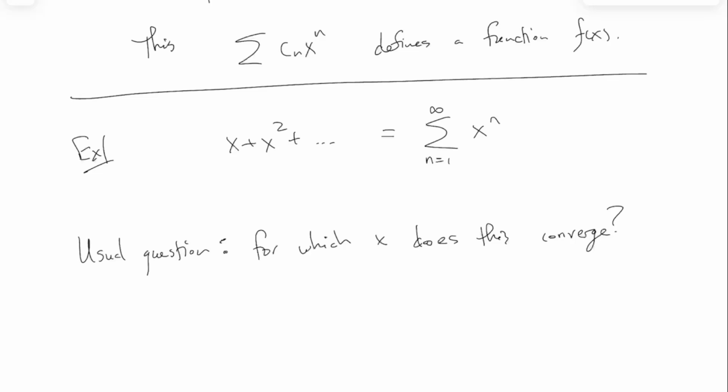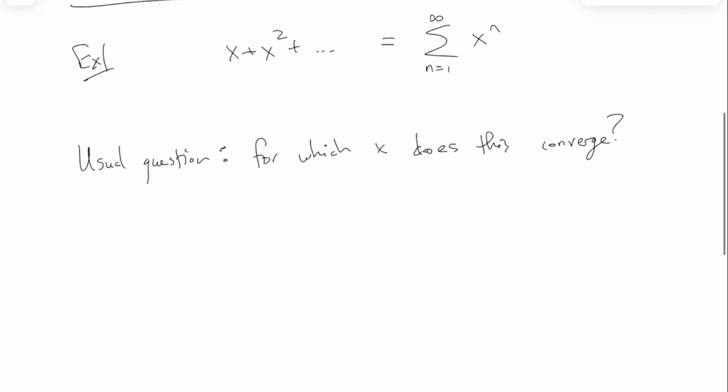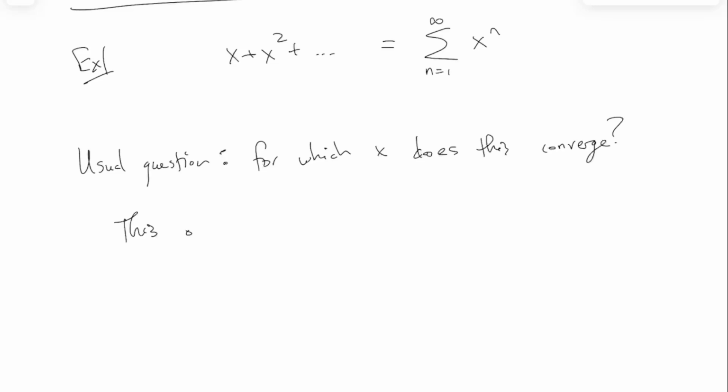If I plug in 1 here, it diverges, because if you plug 1 for x, this just looks like 1 plus 1 plus 1 plus 1 forever, and that diverges. So there are certain values of x for which it converges, and certain values of x for which it diverges. All right? How could we tell in this example? Actually, in this example, this is very easy. This one is a geometric series.